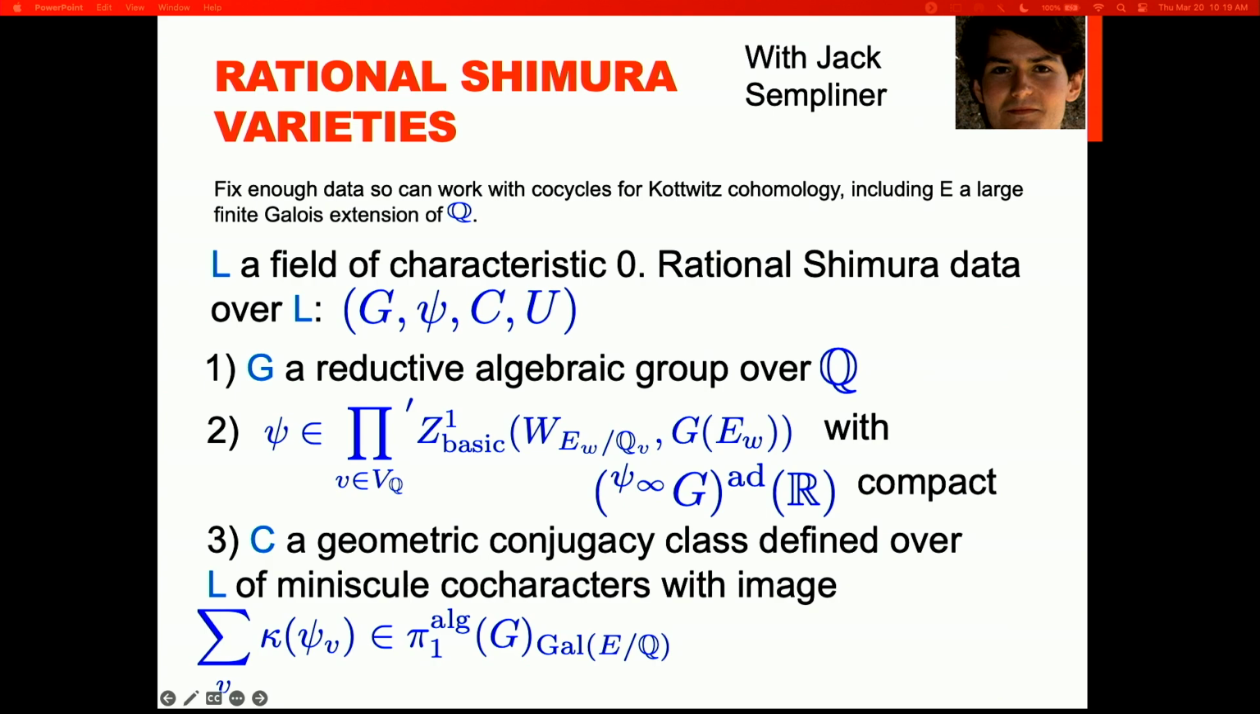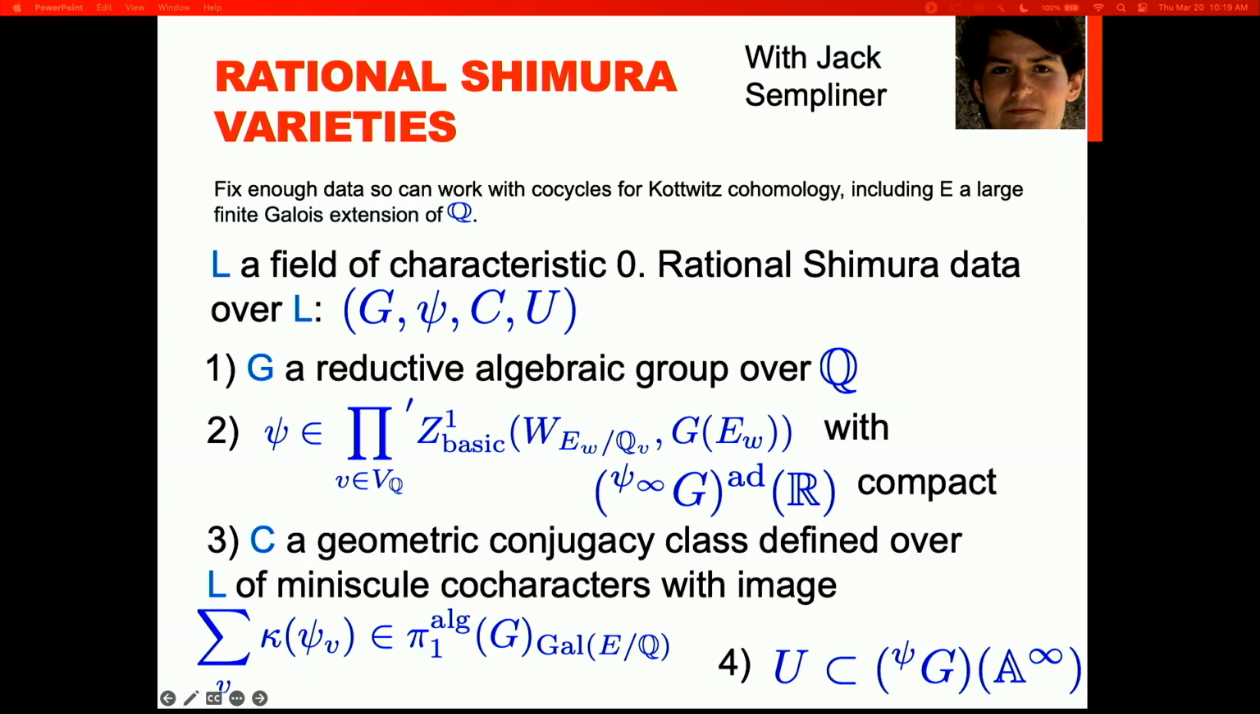And then C should now be a geometric conjugacy class, not a GR conjugacy class or anything like that, but a geometric conjugacy class of the group G defined over the field L. It should consist of minuscule co-characters again, and there should be some relation between the conjugacy class and the co-cycle chosen here: the sum of the Kottwitz invariants of the local psi v in the coinvariants of the algebraic fundamental group should equal the image of C. Any element of C gives an element here, and in fact, every element of C gives the same element here.